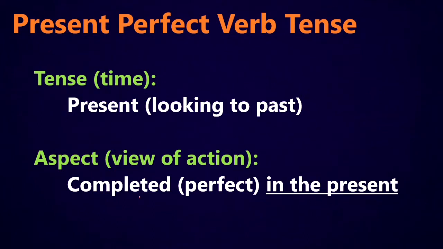So you can imagine that we are in the present, we're in now, and we are looking at something in the past or talking about something in the past, and we're thinking that this thing is completed or perfect now. So this is why we call it the perfect. Perfect doesn't mean like it's the best verb tense. It just means that the action is completed in the present.